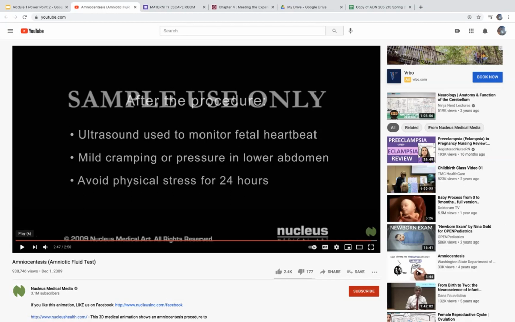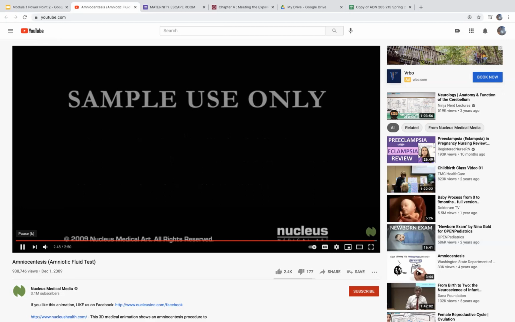I'm going to pause there. Hint, hint, make sure you know the general education that you need to give a woman post an amniocentesis. Think of a thoracentesis. So you've learned about thoracentesis in med surg, right? So think about the same things hold true, except you also have to remember that she has a baby. So you have two patients versus one. I think that was it.